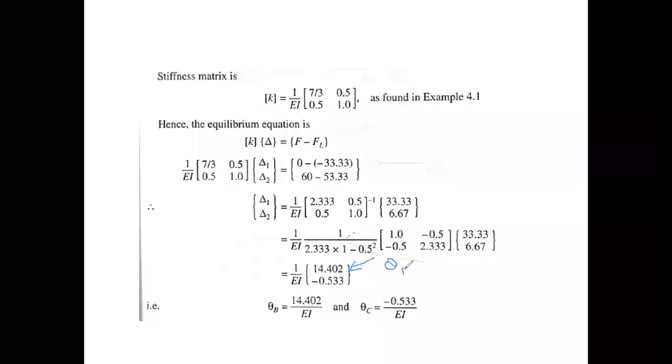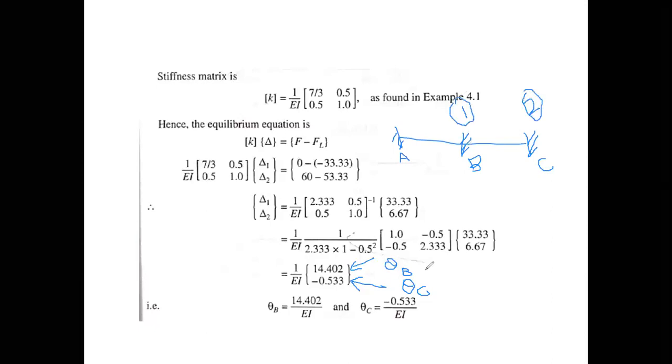That says theta B, because this one was theta B and this was theta C, because we have already seen that this was a fully restrained beam. This was A, this was B, and this was C. We have selected the coordinate direction 1 as B and the coordinate direction 2 as C.